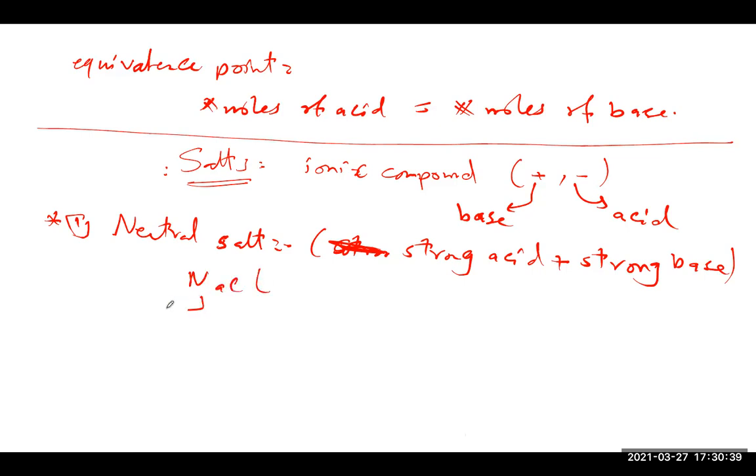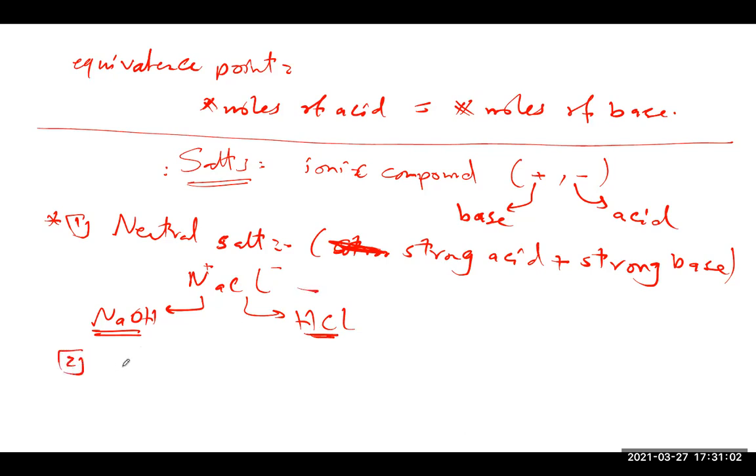So this is the first ion, which is the positive, and this is the negative. Positive always comes from the base, which means to write it, this is a metal, so I will add hydroxide. So it will be NaOH, and NaOH is a strong base. And the Cl comes from the acid, and to write the formula of the acid, we add only hydrogen. So it will be HCl, and this is a strong acid. So this one will be a neutral salt.